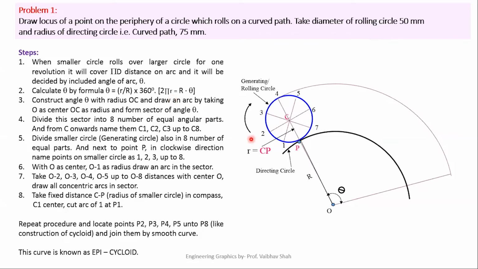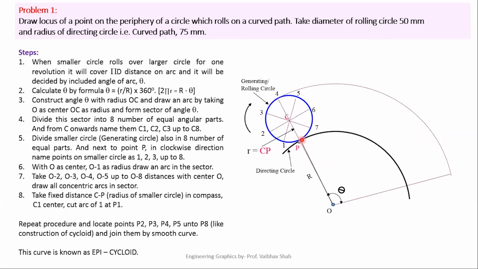Now, the distance traveled by point P on the circumference of the smaller circle would be 2 pi r, because the radius of this smaller circle is small r. So we can define this distance traveled by point P on this smaller circle as exactly equal to the circumference of this circle, which is 2 pi r. At the same time, the distance traveled by this rolling circle over this curved path would be defined by a mathematical formula.